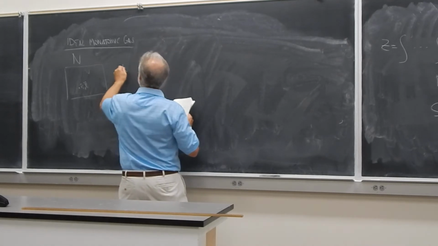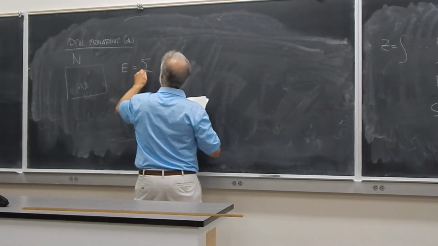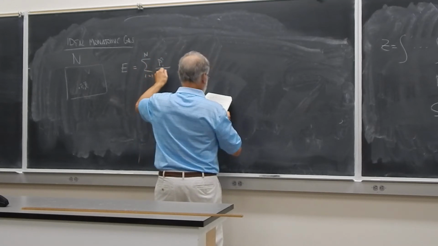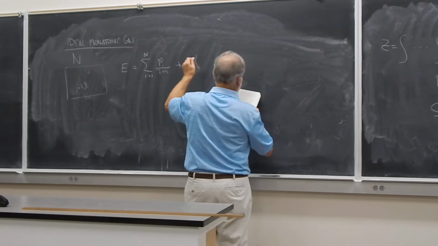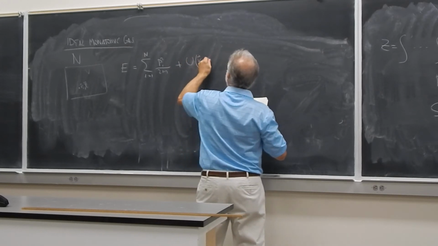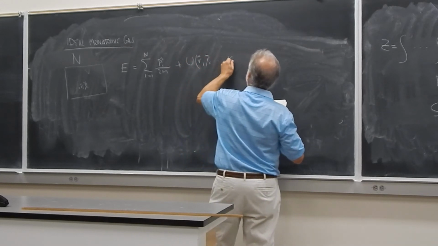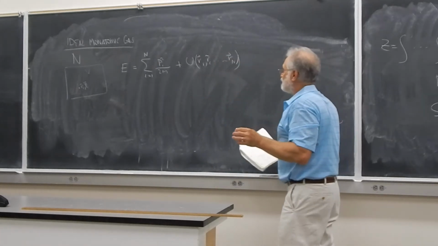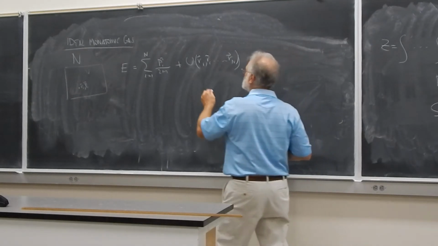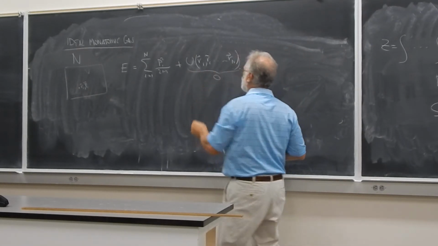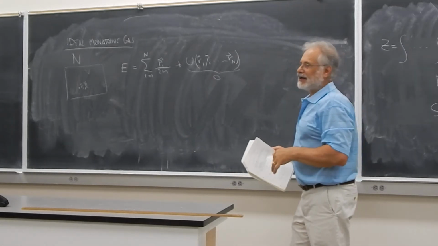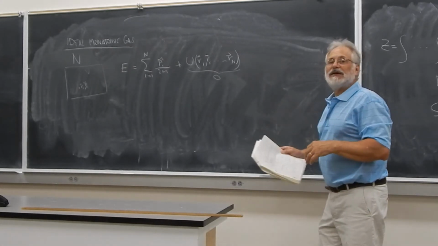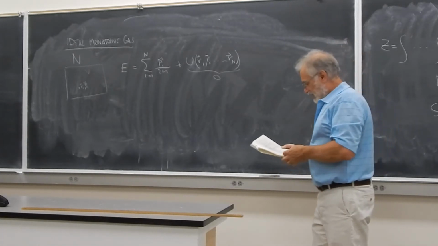The energy, I could write as the sum i equals 1 to N, p sub i squared over 2m, plus U of r1, r2, all the way out to r sub N. Now, if the gas is sufficiently dilute, happily for us, this term will be zero. For an ideal gas, typically the potential term will be zero. That will make our life a little bit easier.